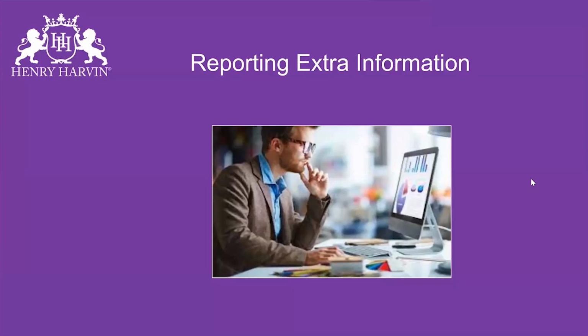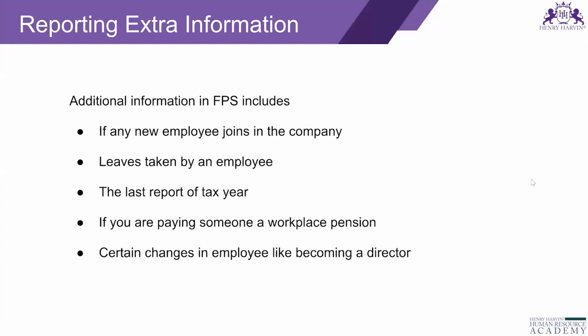Then reporting extra information. Extra information means something new apart from the regular inputs that you send every month. What could be the extra information? Like there is a new joiner. That will be new information you have to send to HMRC, right? If there is a leaver, or if there is leave taken by an employee, or an irregular payment, that is extra information you send. For leave taken over a longer period, you have to put the employee on irregular payment if the employee is on sick leave and is not receiving a consistent or full salary. So you have to report it that way.